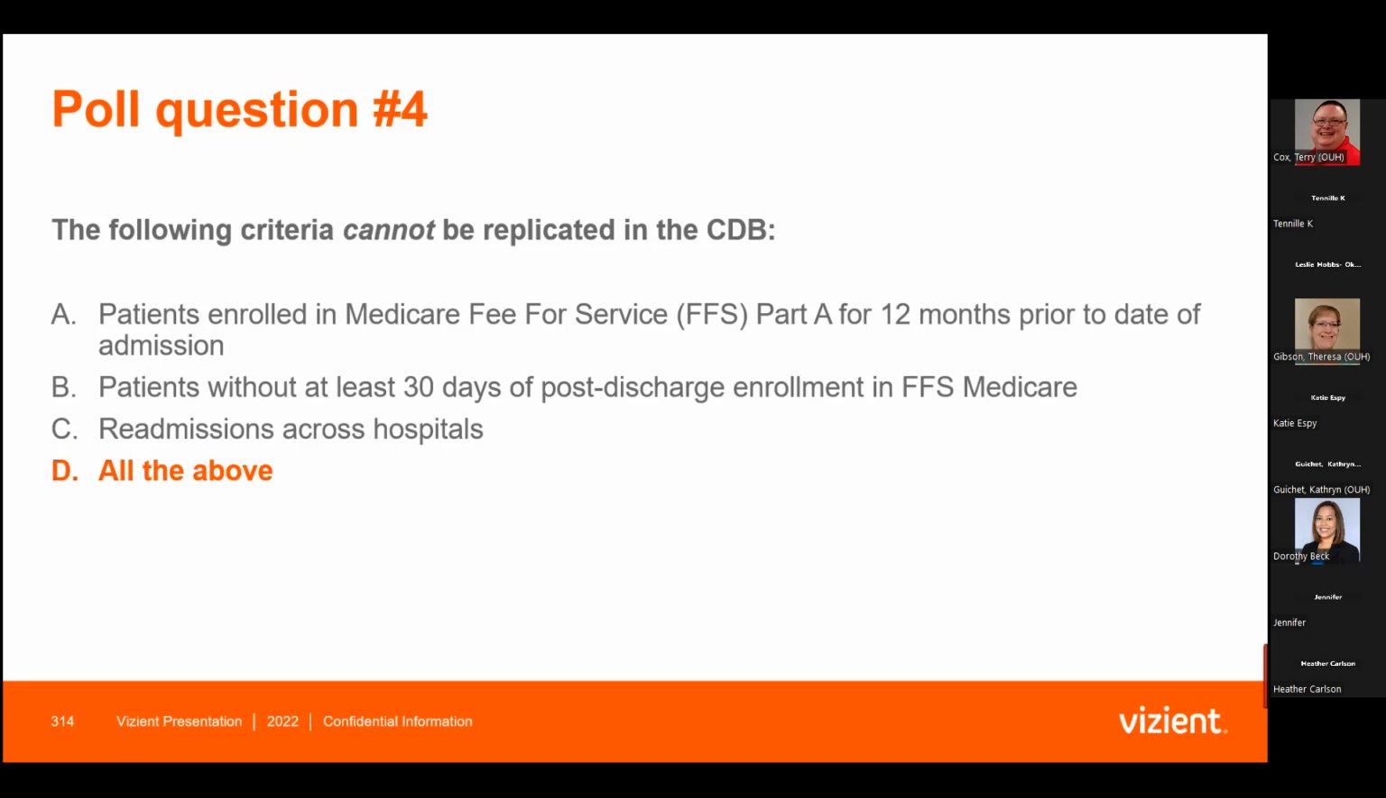Poll questions, we do that on our virtual training, but so a poll question, which of the following cannot be replicated in the CDB? Again, this is what we just covered, but it's that any of those time constraints. So if they were a beneficiary 12 months prior, 30 days post, and then readmissions across all hospitals, that all cannot be replicated in Vizient data.